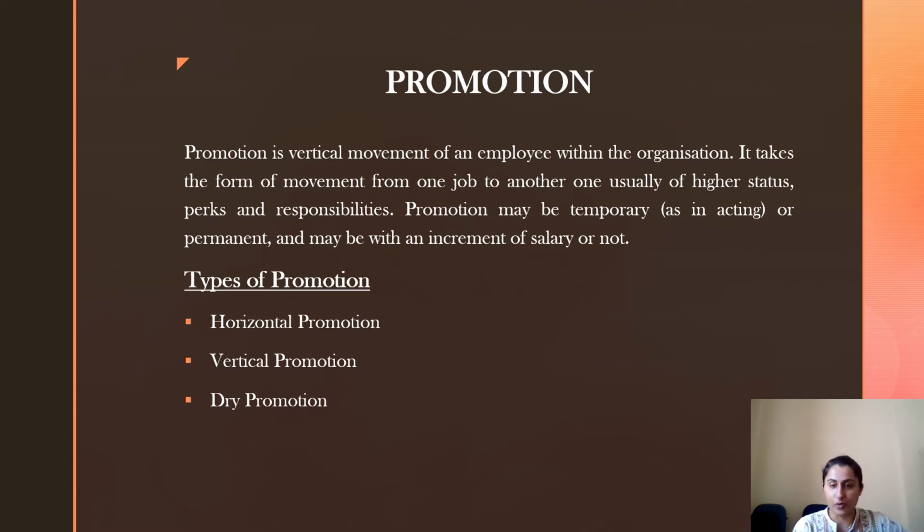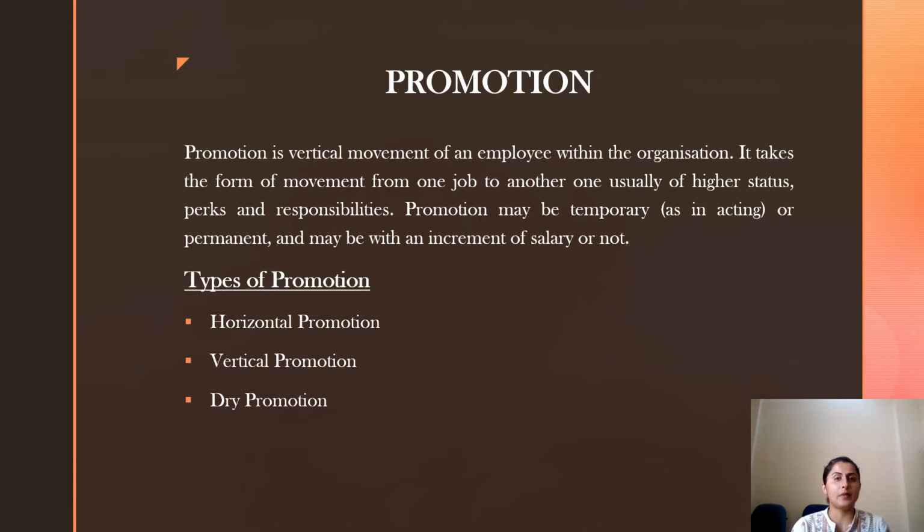First is horizontal promotion. Now what is a horizontal promotion? Horizontal promotion means when a particular employee is being promoted within the same job or within the same department to some other job, but within the same work profile, within the same department. Say, for example, there's no such change in terms of responsibilities.